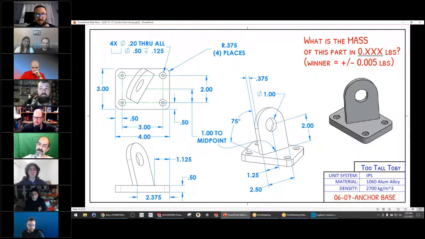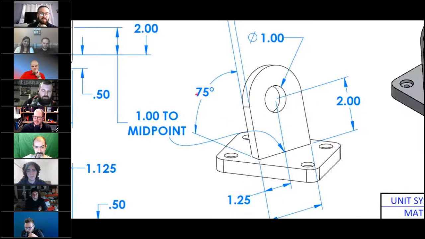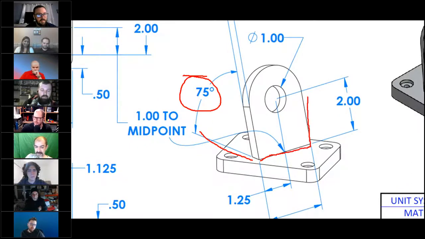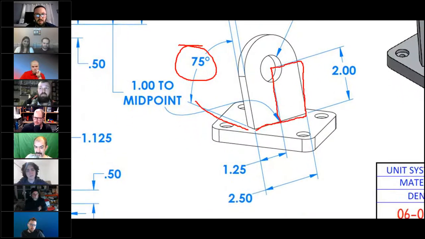So we can see that the tombstone is kind of uniquely defined here, where I'm defining this 75 degrees in the isometric view, or the non-orthogonal view here. So it's going up to 2 inches to the center of that tombstone. The hole is centered on that tombstone. So the radius of the tombstone there is 1.25. The overall width of the tombstone is 2.5.